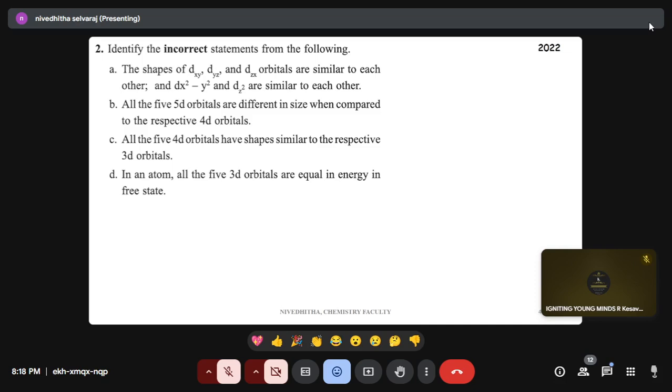Really? See, generally, we have five d orbitals, right? The same shape is present in both. Sorry, Santramaraj? I think its size increases. Size increases, but not the shape.